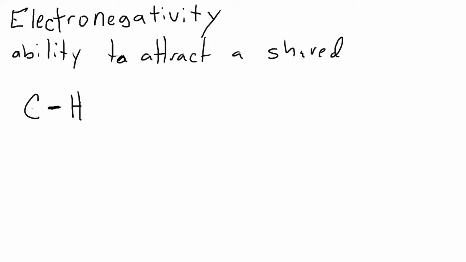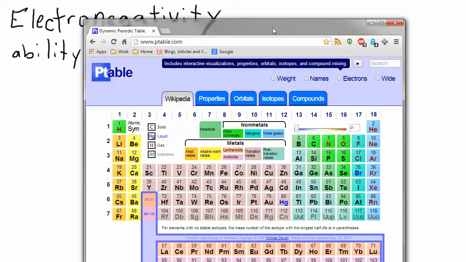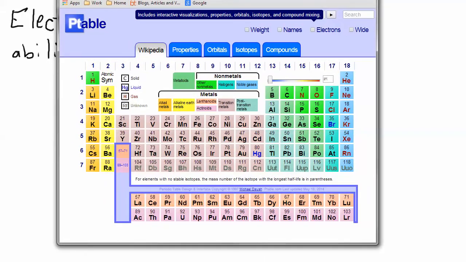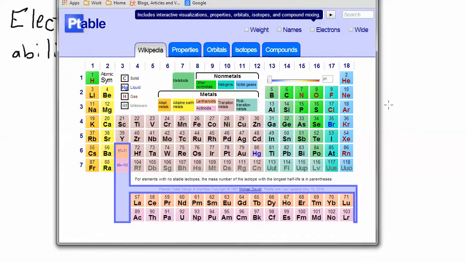And so when we get into bonding, we're going to be talking about electronegativity and what it means for the bond that's formed. But before you get there, it's really important that you can look at the periodic table, you can look at the elements given, and you can decide which one has a higher or lower electronegativity. So the general pattern here is that the highest electronegativity is in the top right of the periodic table, and the lowest electronegativity is in the bottom left.